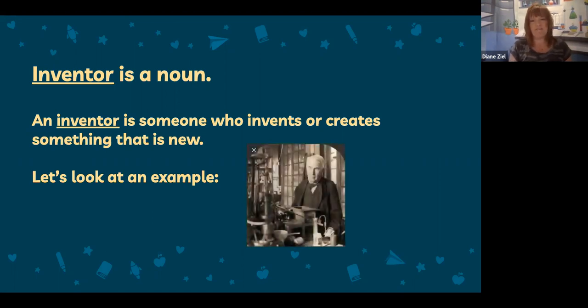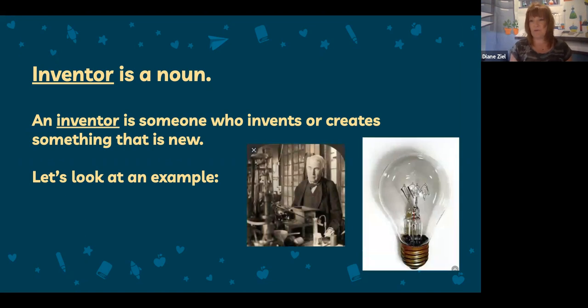Here's a famous inventor. What would we do without Thomas Edison? Thomas Edison is most famous for inventing the light bulb. Can you imagine not having a light bulb to use in your house? What would we do without this famous inventor?